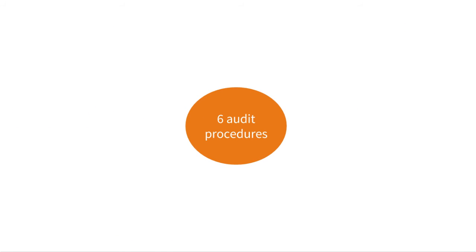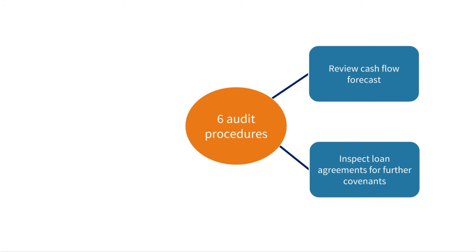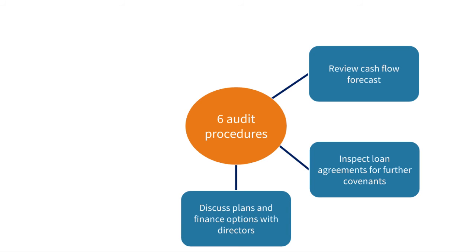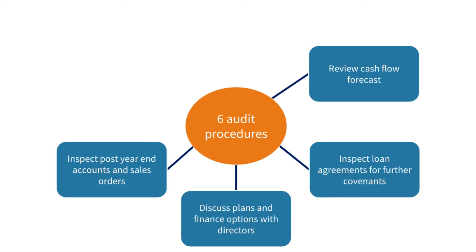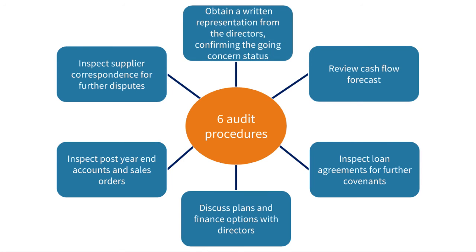To conclude, our 6 audit procedures are to review the forecast, inspect loan agreements for further covenants, discuss plans and finance options with directors, inspect post-year-end accounts and sales orders, inspect supplier correspondence for further disputes, and obtain a written representation from the directors confirming the going concern status.